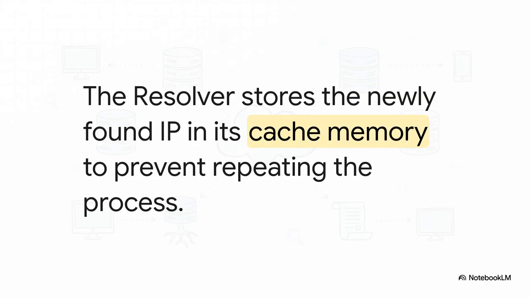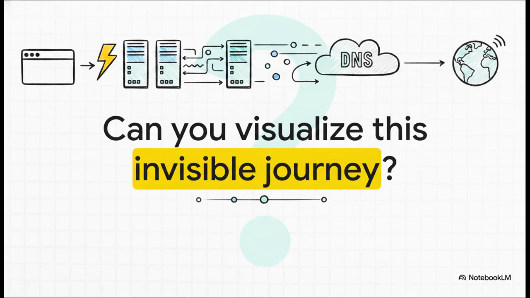But crucially, and guys, this is a vital concept for efficient network flow, the resolver then memorizes this answer. It stores that newly found IP address in its own cache memory. This optimization is absolutely critical because it ensures that if you or anyone else using that same resolver ask for yahoo.com again, the resolution is instant. The resolver won't have to bother the root, TLD, or authoritative servers again. This whole process, it all happens in a matter of milliseconds.